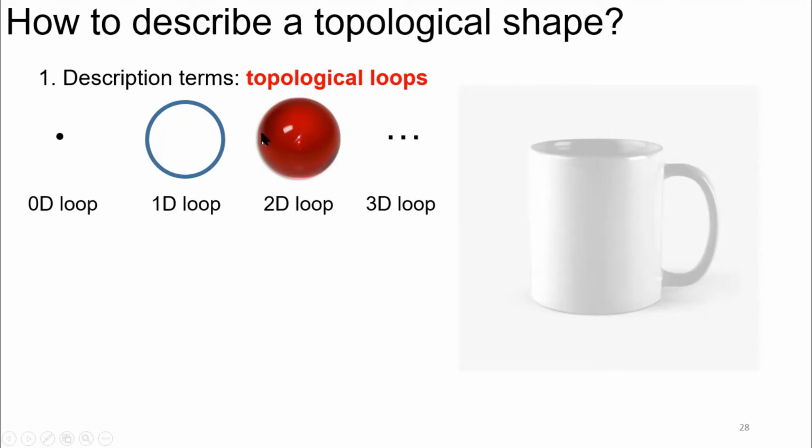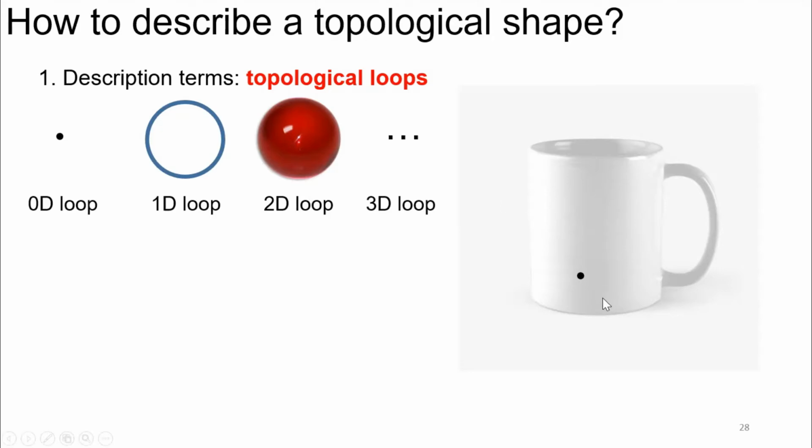There are natural generalizations of one-dimensional loops. You can think of a zero-dimensional point as a zero-dimensional loop. A sphere is a two-dimensional surface with loops on itself, so it's a two-dimensional loop. And so on, like a three-dimensional sphere with a three-dimensional loop. The question is, how many loops can I find on a given shape?